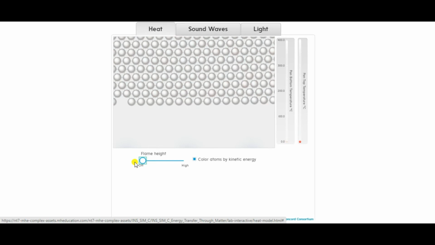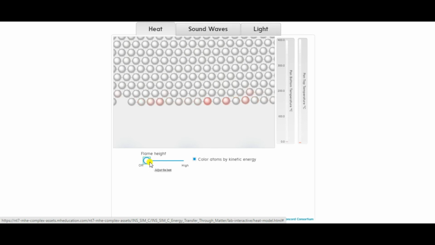So in our first step, and pay attention because we're going to be taking a look at what is going on so you can actually write your observation on the chart. So we're going to set our flame height to low so you can see what happens.